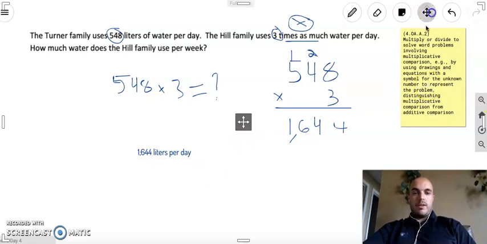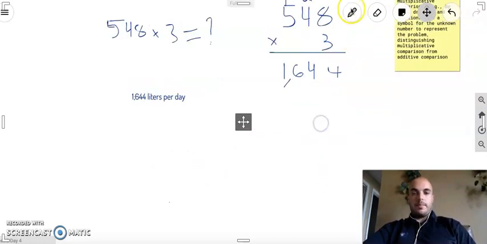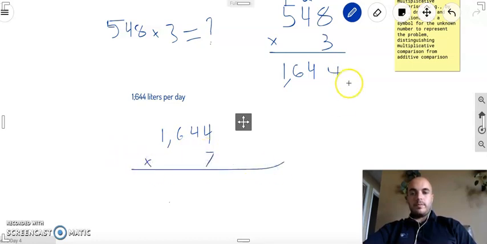So let's move this down a little bit and go on to the next step. So 1,644, let's multiply it times 7. 7 times 4 I know is 28. Carry the 2. 7 times 4 again is 28. Plus 2 is now 30. I'm going to cross off this 2 because we just used it. Bring my 3 over.